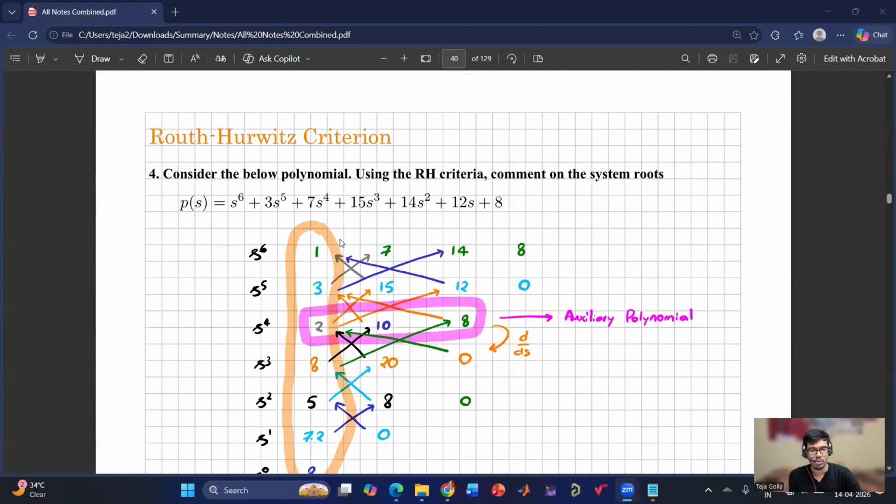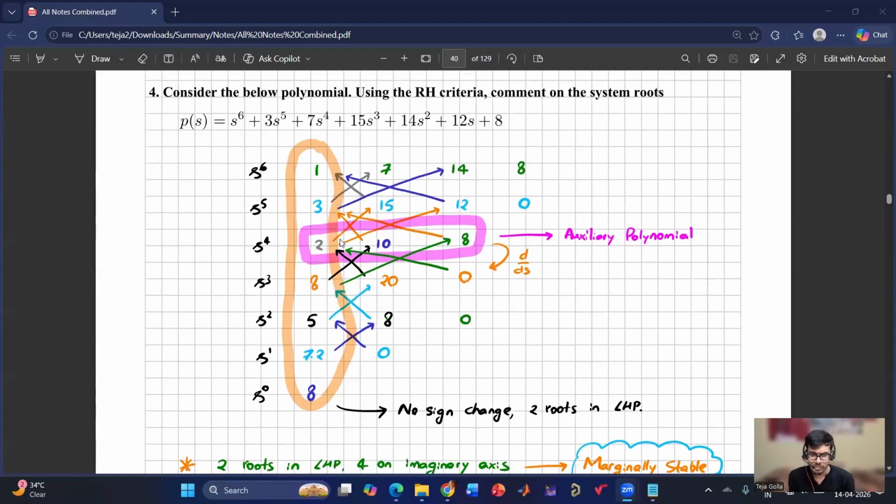And then point number 4, here we have seen that the entire row is becoming zero. So initially it was becoming zero, so I have written 0 0 0 and then differentiated the auxiliary polynomial. That's why here you can't see any 0, because I have erased it and updated the Routh-Hurwitz table. But if you clearly see, this row will become 0. So the entire row has become 0, not just the first element.